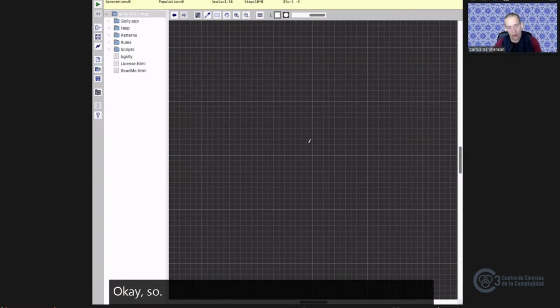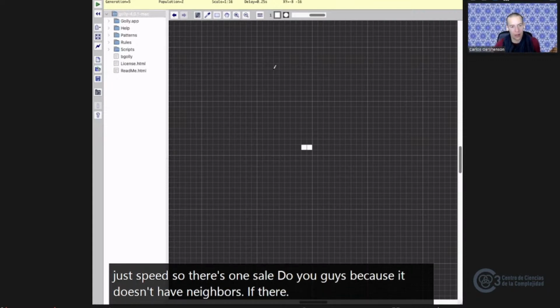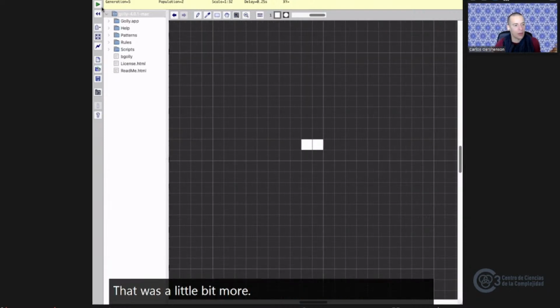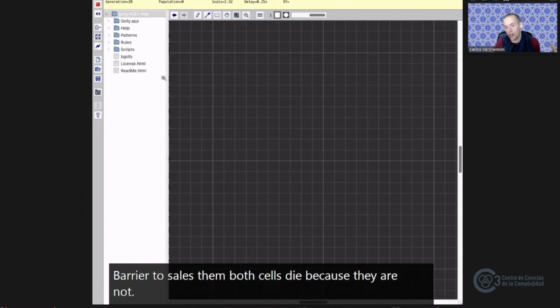Okay, so we have our grid, and we can make a cell alive. I'll just change the speed. If there's 1 cell, it dies because it doesn't have neighbors. If there are 2 cells, let me zoom in a bit more. If there are 2 cells, then both cells die because they only have 1 neighbor, and you need 2 or 3.